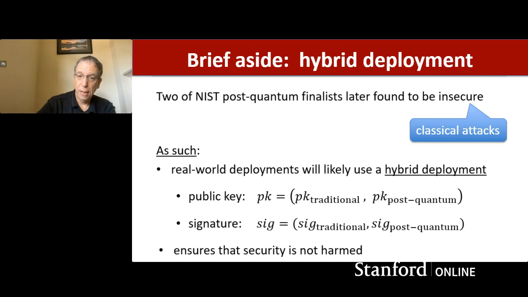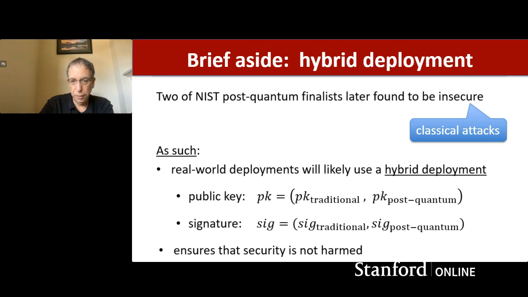So the question is, how do we deploy these new systems in a way that's secure? I just wanted to stress that when deploying these systems, it's very important to deploy them in what's called a hybrid deployment, where we use both the pre-quantum system and the post-quantum system. In a real-world deployment, the public key will be a pre-quantum public key, like maybe a Schnorr, ECDSA, or BLS public key, along with the post-quantum public key. And the signature, similarly, would be a pair of signatures, one issued by the pre-quantum key and one issued by the post-quantum key.